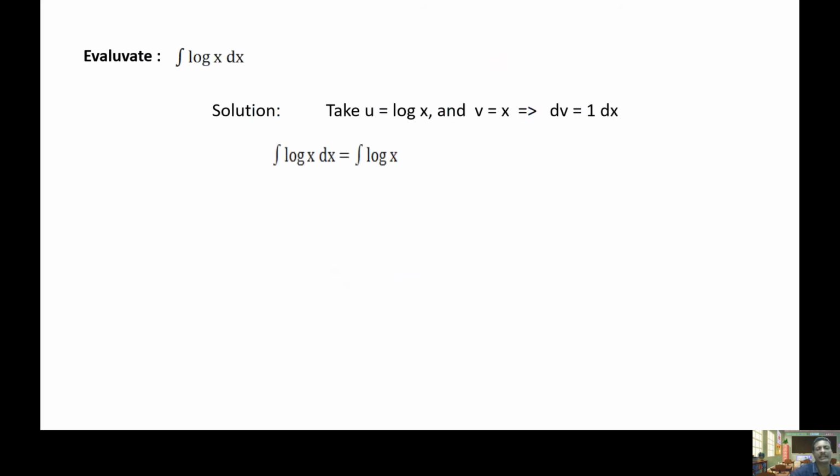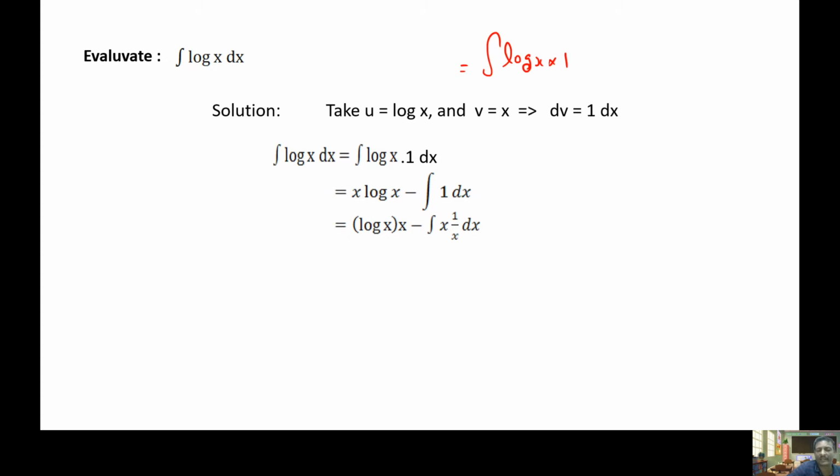Now evaluate integral log x. So log x you can write it as log x into 1. So log x into 1 means first function log x, second function 1, because log x is not integrable. Log x is having no integral directly. So log x into 1.